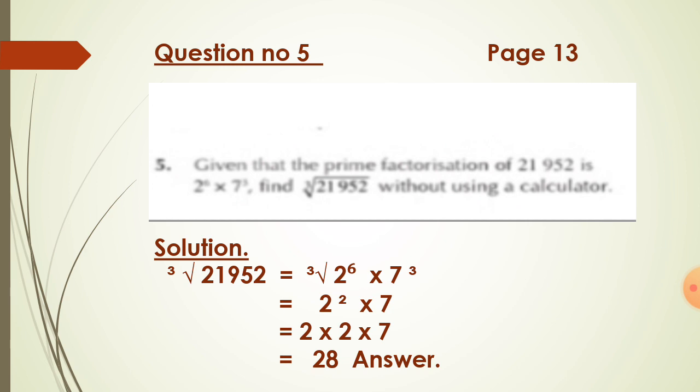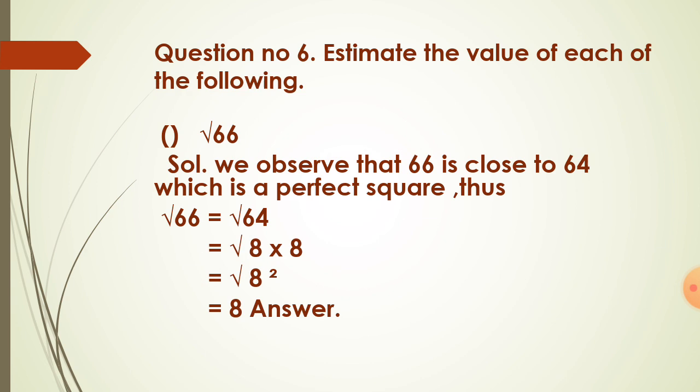We will solve it like the same question number 4, but it has the cube root. How to solve this? Cube root of 21,952, 2 has 6 power and 7 has 3 power. We will cancel these: 3 times 1 is 3, 3 times 2 is 6, so 2 has the power of 2 and 7 will be cancelled, only 1 will remain. 2 squared is 4, 4 times 7 is 28. The answer is 28.